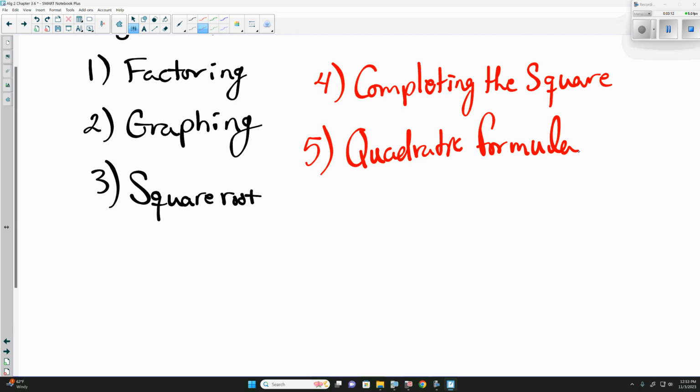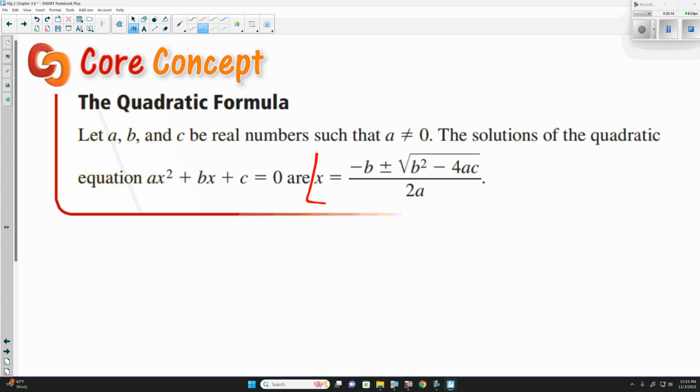Now the quadratic formula itself is this right here. x is equal to negative b plus or minus the square root of b squared minus 4ac, all over 2a. To use this, we plug in the values of a, b, and c of a quadratic equation that is set equal to 0, and then simplify.